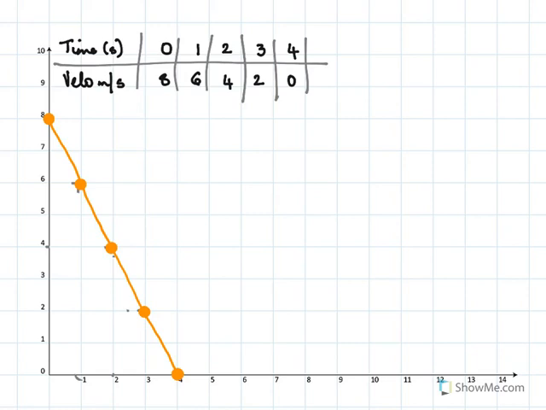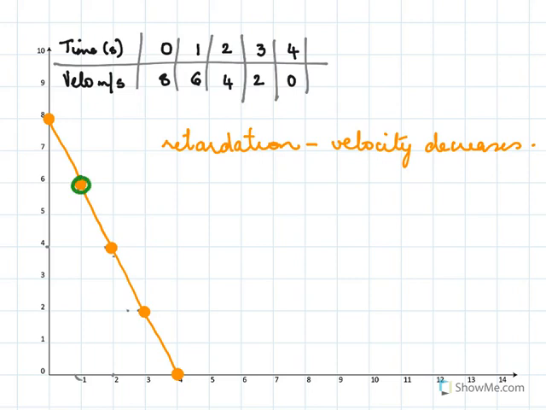Now if you notice here, the body is decreasing its velocity. It's coming down. So this is called retardation. What do you mean by retardation? Velocity decreases. There is a fall in velocity. But here again, let us calculate the retardation between here and here.